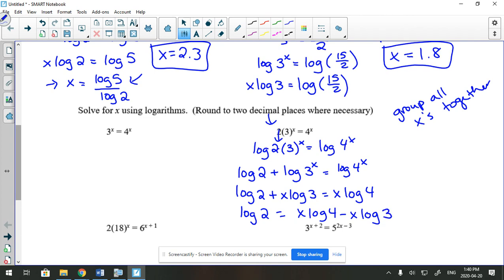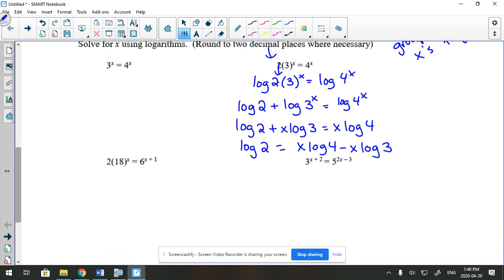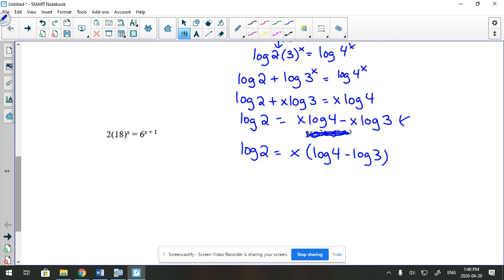Now we want to isolate a single x. It's hard because there's several here. We're just going to ignore this guy for now. So what you're going to have to do is factor out an x from the right-hand side of the equation here, right? There's like a greatest common factor. There's an x present in both. So I can factor out an x from both of these, and what I'm left with is a log 4 minus a log 3. I've divided out an x from both of those terms there. Now you can isolate the x by dividing both sides by log 4 minus log 3.